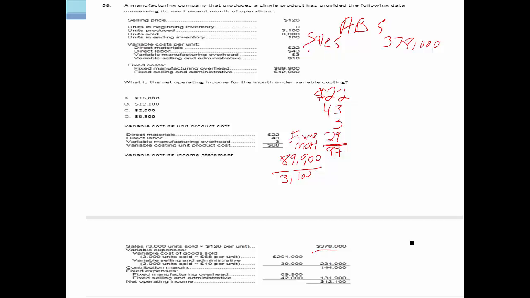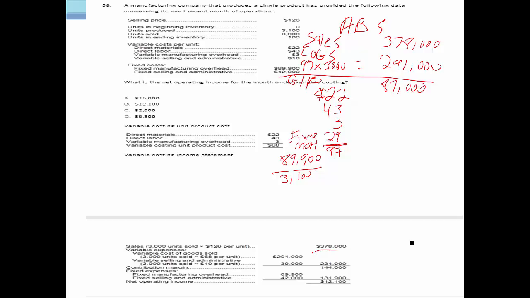And for my cost of goods sold, I'm going to take the 97 times the units sold, 3,000. When I multiply that out, I get $291,000. Okay, good. And that gives me my gross profit. I like to call it gross profit, they like to call it gross margin, whatever. That gives me $87,000.